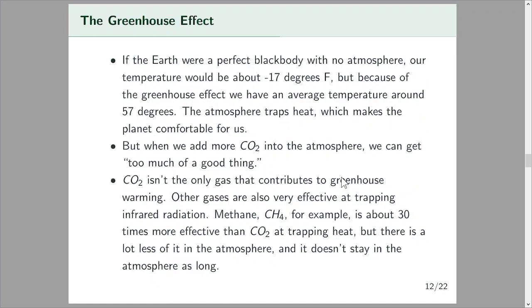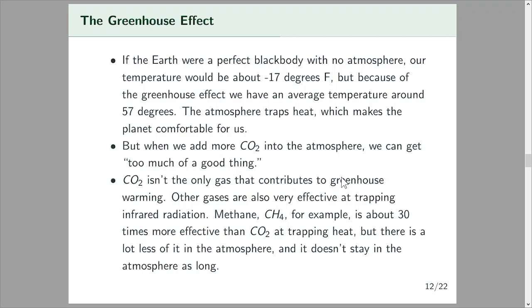If the Earth were a perfect black body, no atmosphere, just an object floating in space, the temperature where we are would be about minus 17 degrees Fahrenheit. But because we have gases around our planet, because of the effect they have, the greenhouse effect, it turns out our average temperature on the planet is about 57 degrees. So this is a good thing. The atmosphere is trapping heat, and that makes the planet comfortable for us.